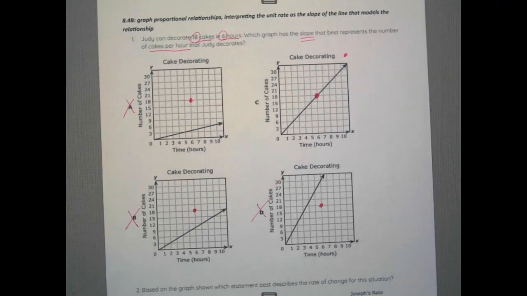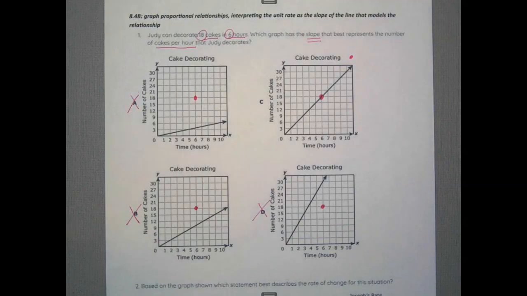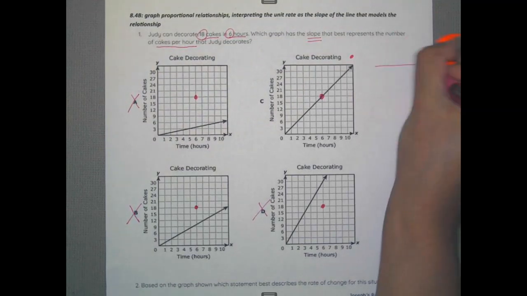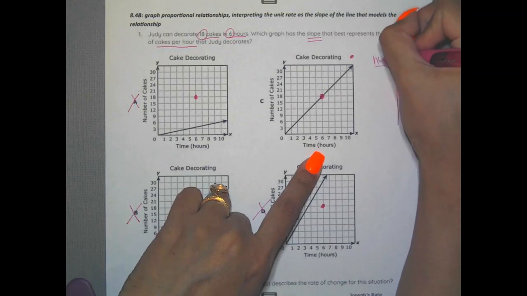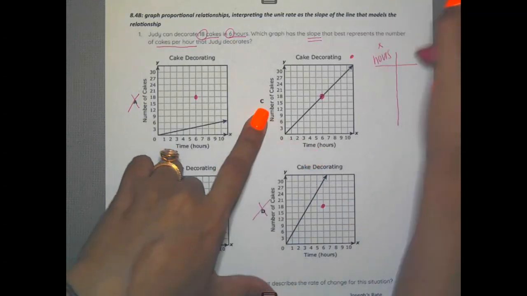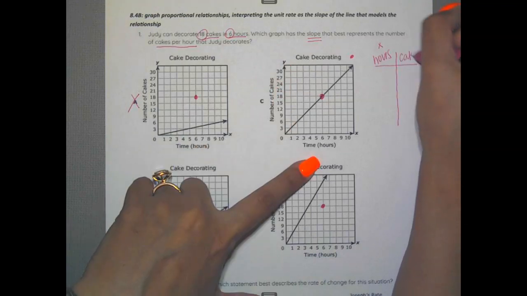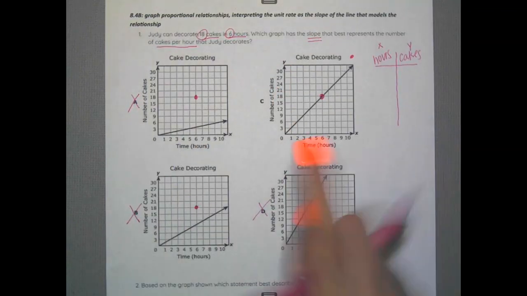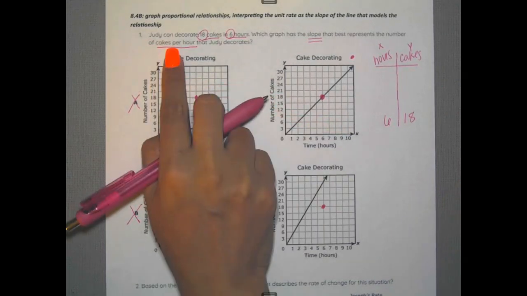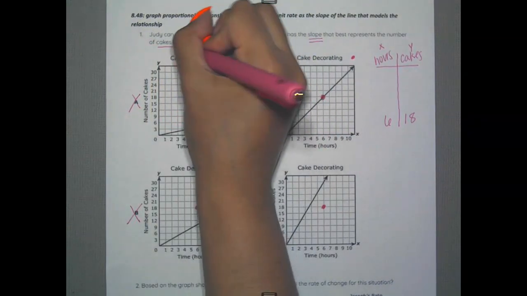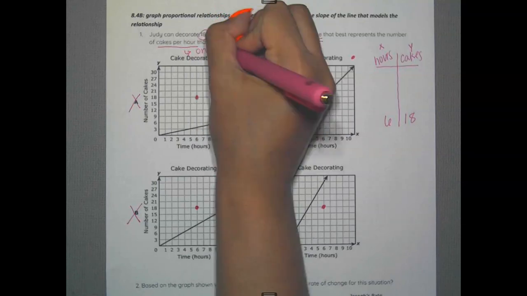Now, if I did have another graph that matched at 6 and 18, then I'm going to make a table, and that's how I would check this problem. So I noticed at the beginning that my time was my x's and my cakes was on my y's. And we said that 6 hours is 18 cakes. All right, and then it said cakes per hour. And per hour is talking about 1 hour.